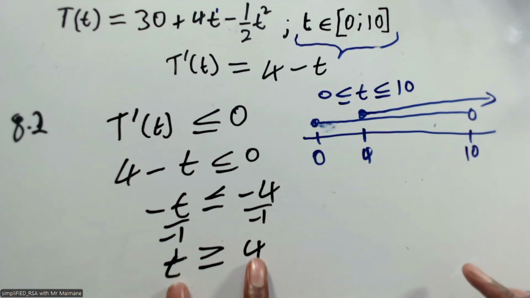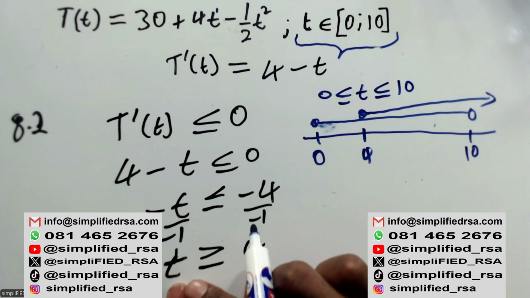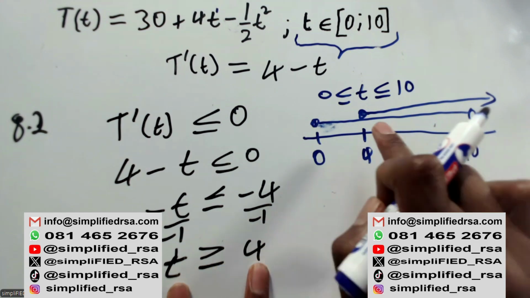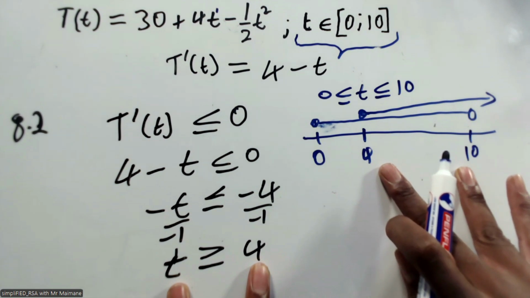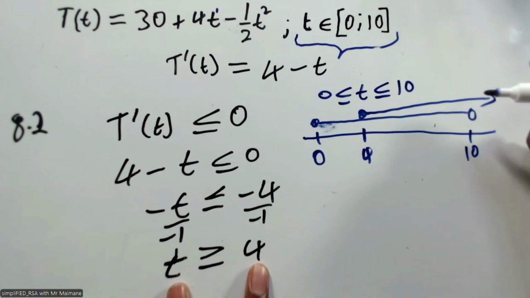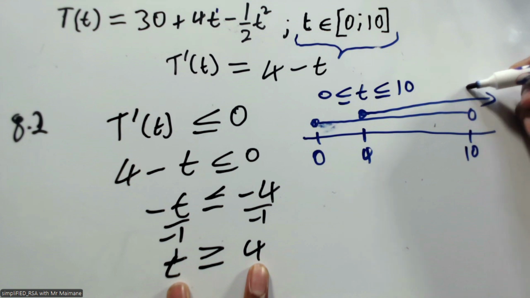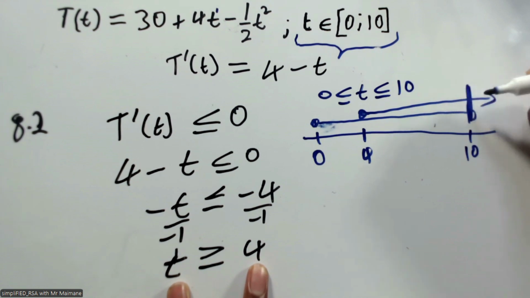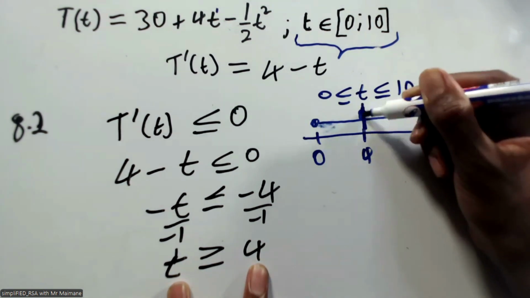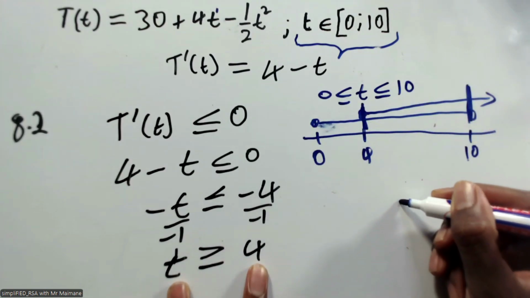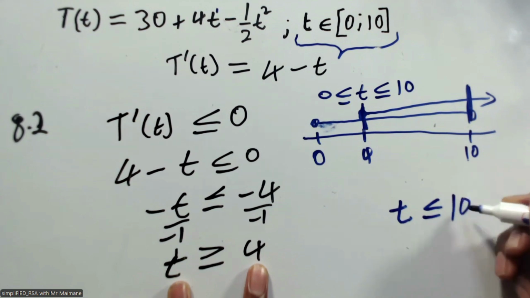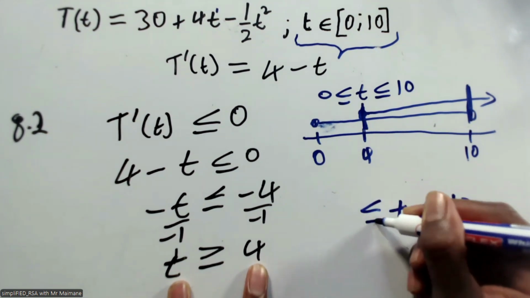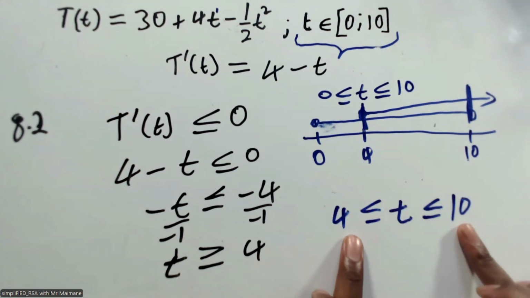So to get the solution, it means anywhere where t was greater than 4, throughout until the given interval, that's when the temperature was decreasing, which according to our limit, shouldn't exceed 10 anyway, but it's anything above 4. Therefore, my final answer would be that the temperature was decreasing between 4 and 10 hours. So this is our solution.